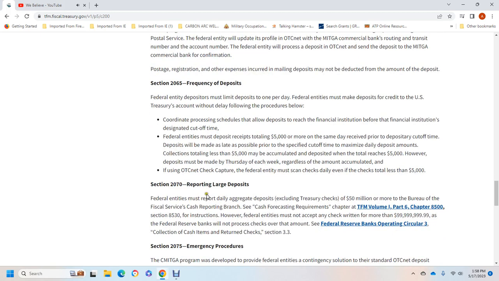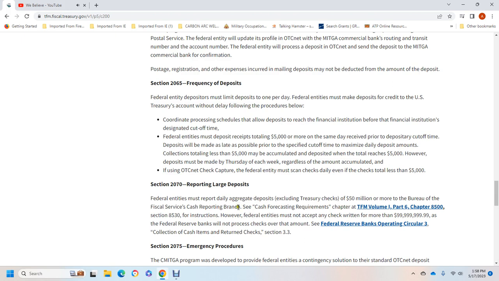Section 2070: Reporting large deposits. The federal entity must report daily aggregated deposits of $50 million or more to the Bureau of the Fiscal Service, Cash Forecasting Branch, as required in the Treasury Financial Manual, Volume 1, Part 6, Chapter 8500, Section 8530, for instructions.